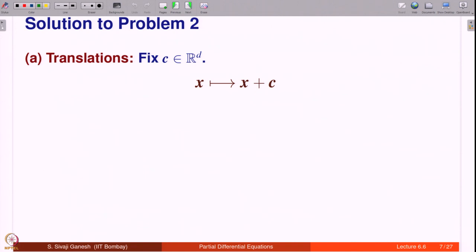So translations: fix a c in Rd, x going to x plus c is a translation. Let us see that the Laplacian is invariant under this coordinate change transformation. So here x is nothing but (x1, x2, ..., xd) as an element in Rd. So let us denote the new coordinates as y.